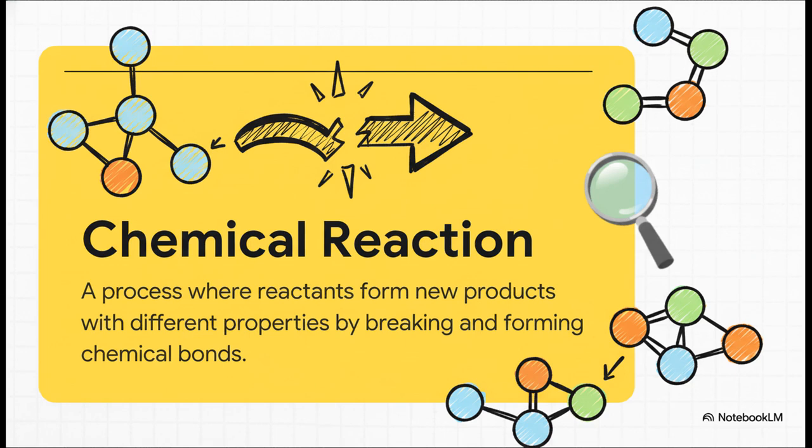So a chemical reaction is basically any process where your starting substances, we call those reactants, go through a change to become brand new substances, which we call products. And the really key thing here is that these products have completely different properties than what you started with. It's all because their internal chemical bonds get broken apart and then rearranged into something new.